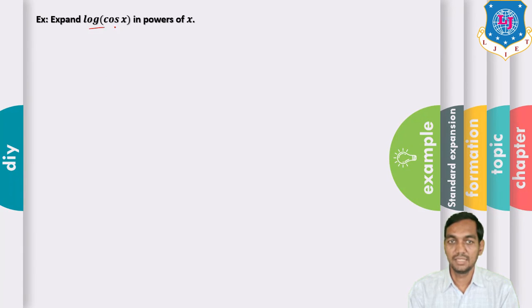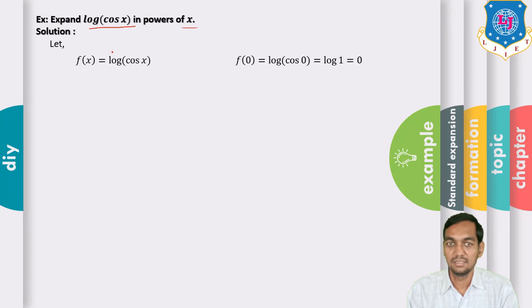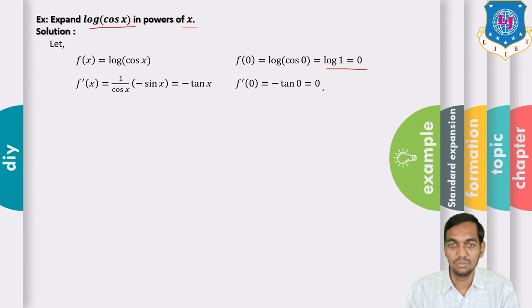Now we are going on to the example. Expand log cos x in powers of x. See, in powers of x means you are finding the Maclaurin series. Okay, and this function is also in the form of x. So f(x) is basically log cos x. So f of 0 will be log cos 0. Cos 0 has a value 1, so you will have log 1 with value 0. f dash x: log has a derivative 1 upon, and cos has a derivative minus sine. So minus sine upon cos, that will be minus tan x. And f dash 0 is also 0.